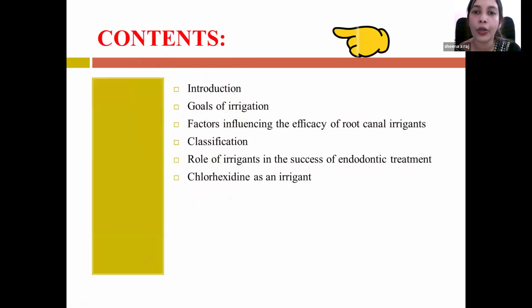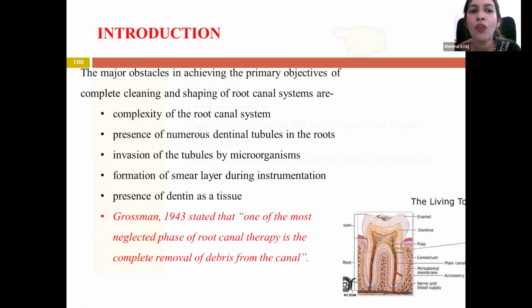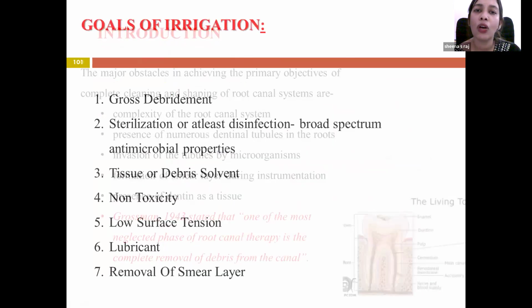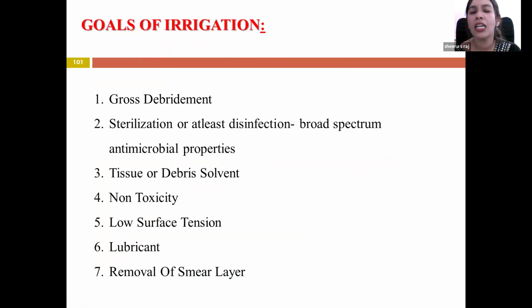Talking about the content, you have to give an introduction. Why do we need irrigation? As we know, our root canal is a three-dimensional structure with a large amount of complexity, including the root canal system, a large amount of dentinal tubules, and microorganisms, where the instrument cannot reach. So we need an alternative which can flush out all the microorganisms and debris and dissolve the organic and inorganic materials. There come irrigants.